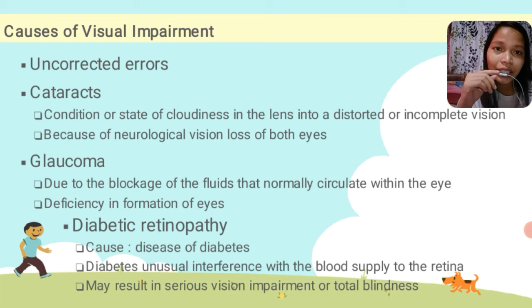Next, diabetic retinopathy, caused by the disease of diabetes. Diabetes' unusual interference with the blood supply to the retina may result in serious vision impairment or total blindness. Diabetic retinopathy is a diabetes complication that affects the eyes. It's caused by damage to the blood vessels of the light-sensitive tissue at the back of the eye, which is called the retina. At first, there are no symptoms, only mild vision problems.